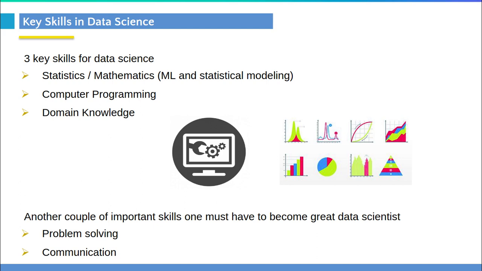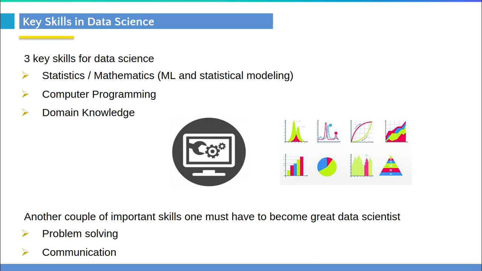And the last important thing is domain knowledge, right? If you know the business objective, that makes your life easy, and that makes your decisions or processing of your data easy, and that is the most important thing to know. There are a couple of other important skills like problem solving and communication.